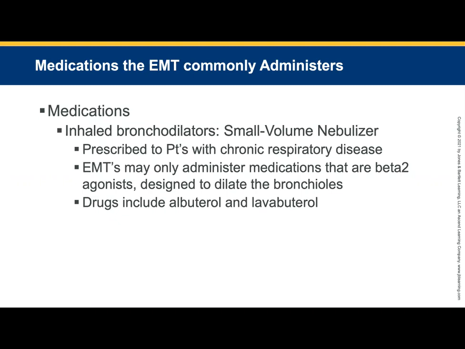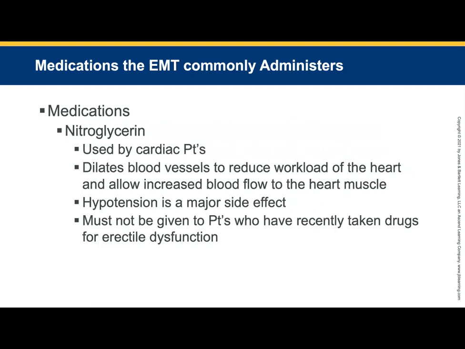All right, so here's one. Inhaled bronchodilators. They are a small volume nebulizer prescribed to a patient with chronic respiratory disease, which is an inhaler. We already talked about that. Y'all know that. Y'all probably seen people with them. You may have used one, then probably should have been yours, but it really wasn't. Can't do that. I'm just telling you that's what you're supposed to do. You can only, again, administer a beta-2 agonist. Remember what those do. It helps dilate the bronchioles. And again, we talked about that. I don't know why I copied that slide. That was twice. Okay.